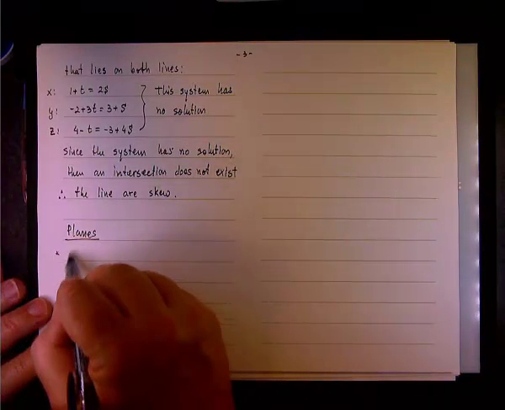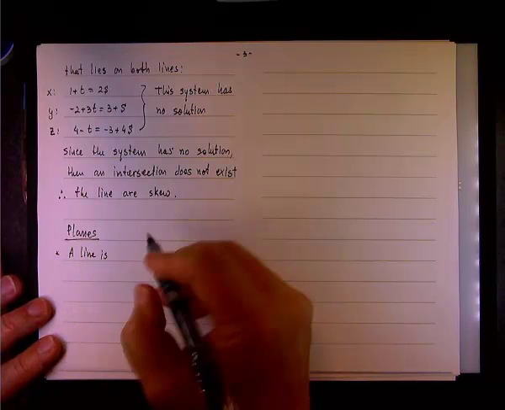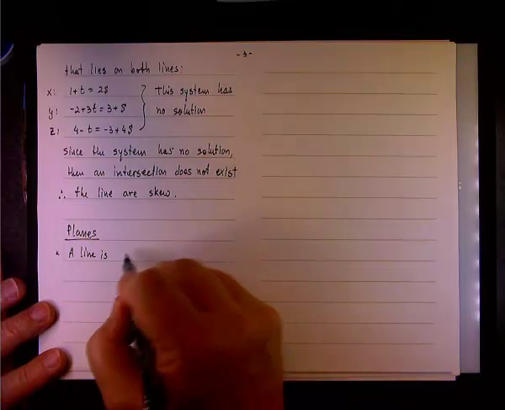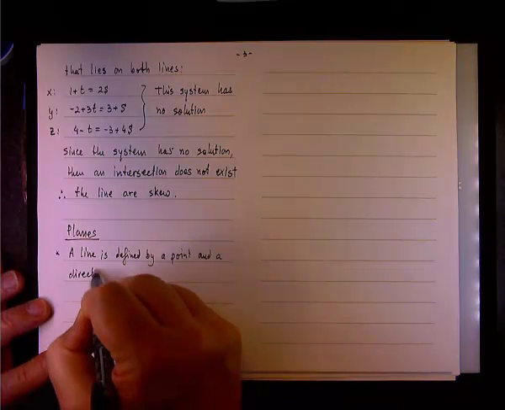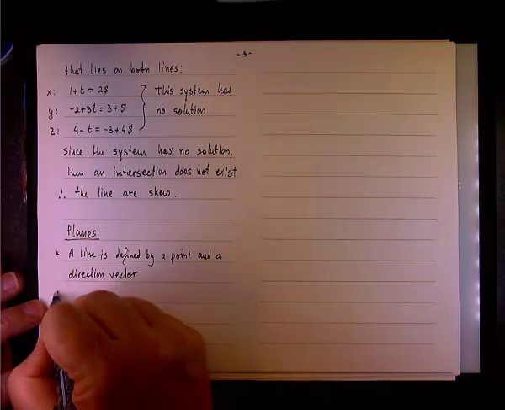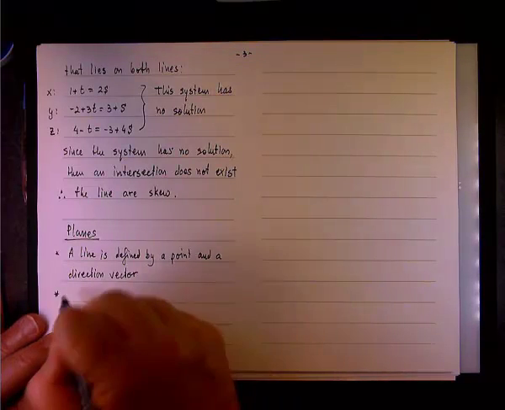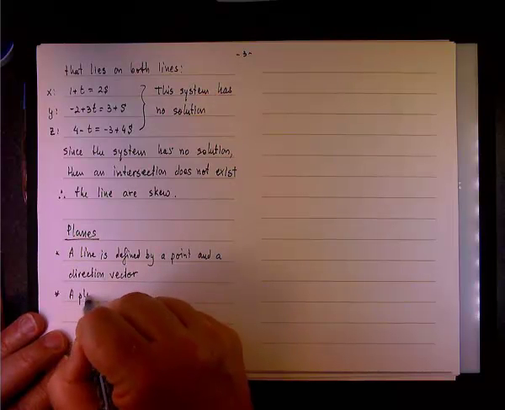Okay, couple of points here. A line is defined by a point and a direction vector. By direction vector, we mean a vector that has the same direction as the line. Well, a plane is defined differently.